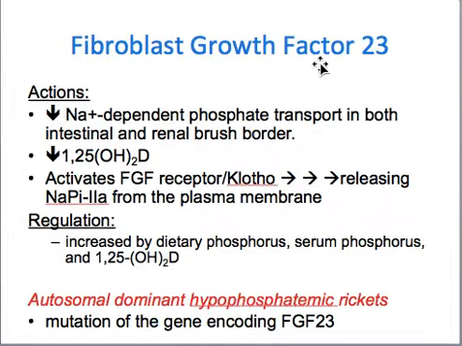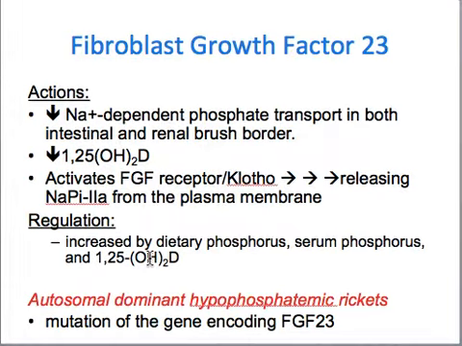Your FGF23 also facilitates phosphate excretion by activating your FGF receptor, and when your FGF receptor is activated, it removes the sodium phosphate cotransporter from the plasma membrane. Therefore, your phosphate cannot be reabsorbed in your tubules. Your FGF23 is regulated by the amount of phosphate you take in, the amount of phosphorus in your blood, as well as the levels of vitamin D.